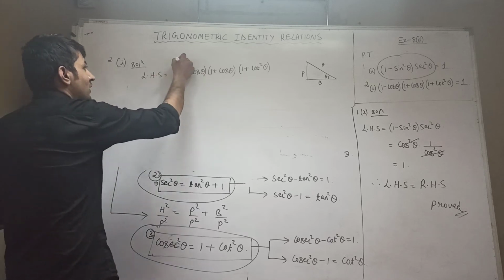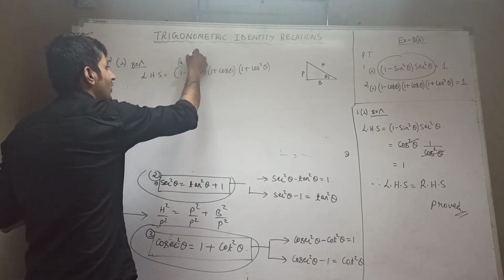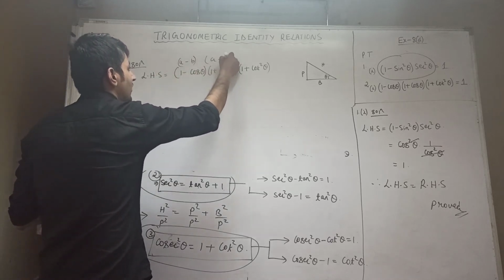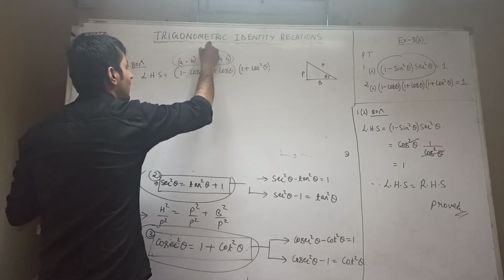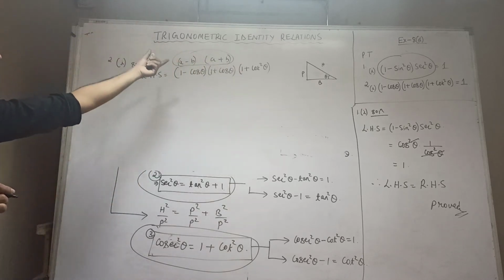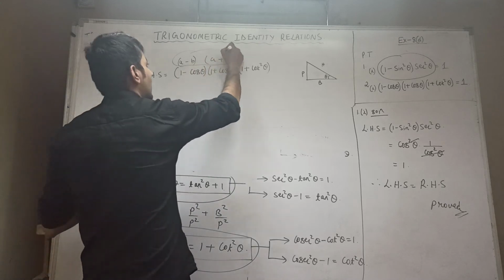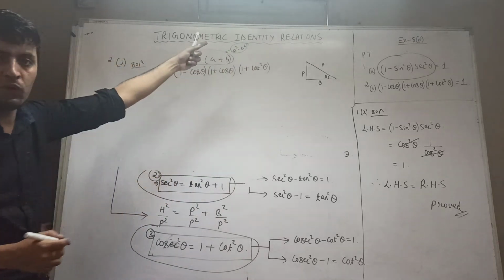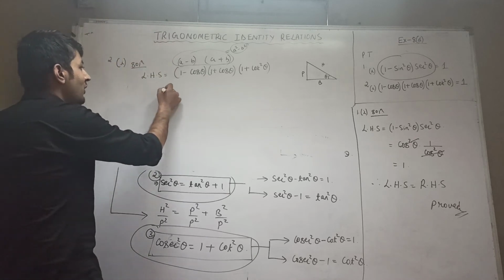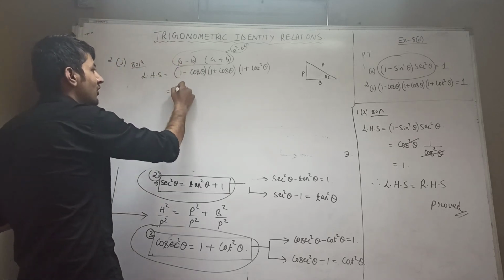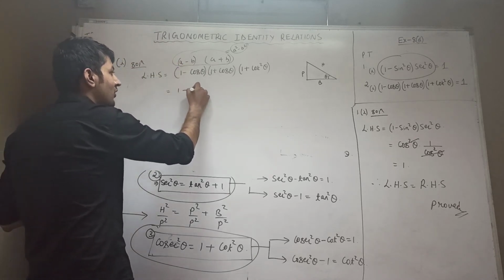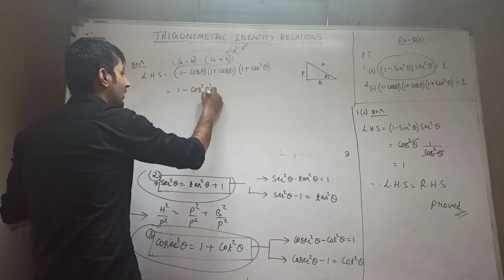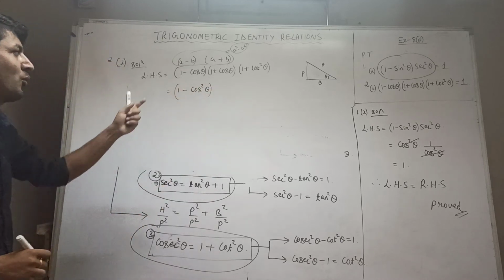It is of which form? It is of the form a minus b into a plus b. When it is a minus b into a plus b, what you can write down? You can write this one as a square minus b square. So this can be written as 1 square minus cos square theta, which is 1 minus cos square theta.